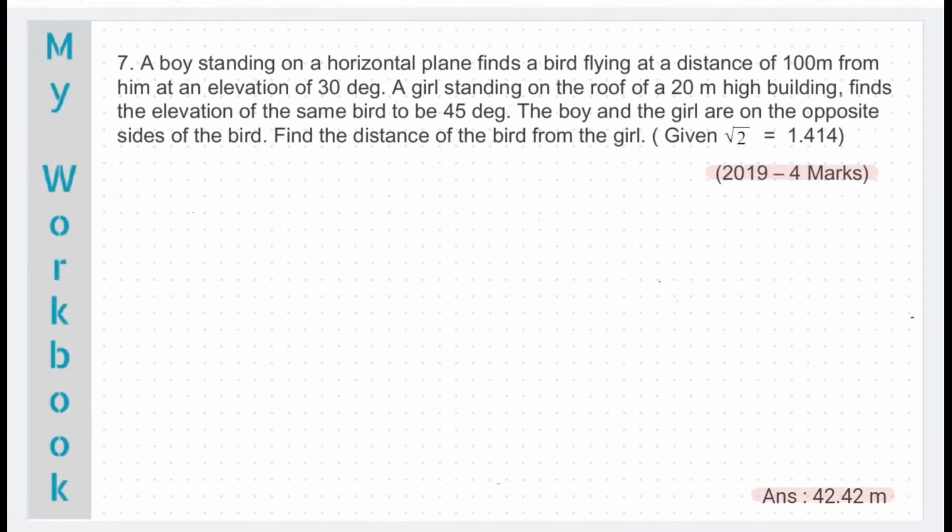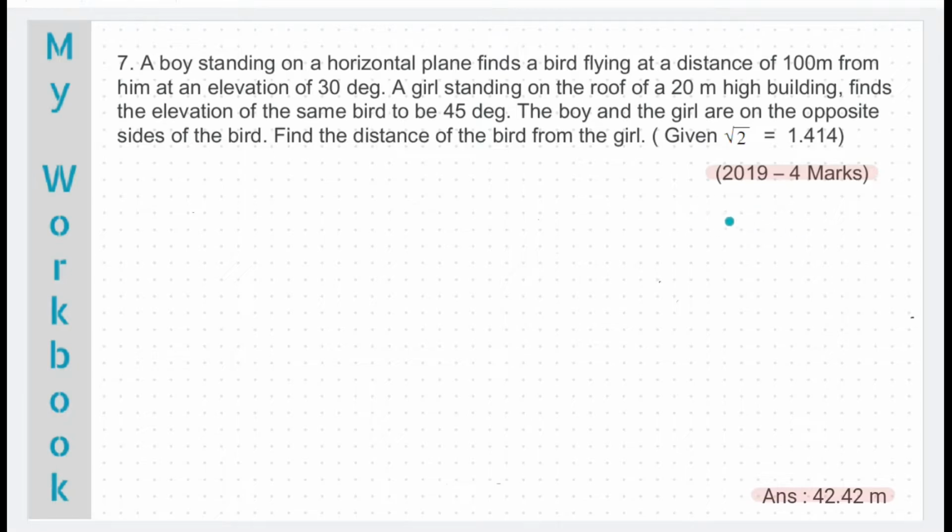Next, question number 7. This is a 4-mark question from the 2019 board exam. A boy standing on a horizontal plane finds a bird flying at a distance of 100 meters from him at an elevation of 30 degrees. A girl standing on a roof of a 20-meter high building finds the elevation of the same bird to be 45 degrees. The boy and the girl are on opposite sides of the bird. Find the distance of the bird from the girl.